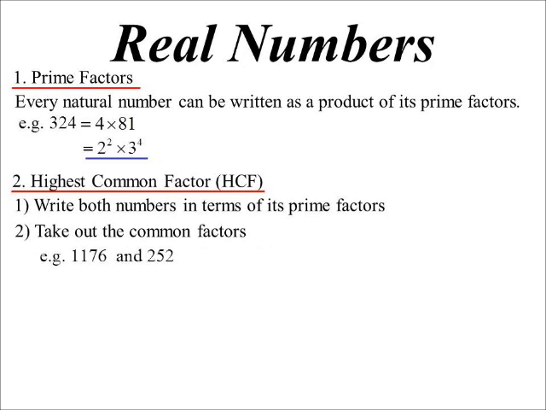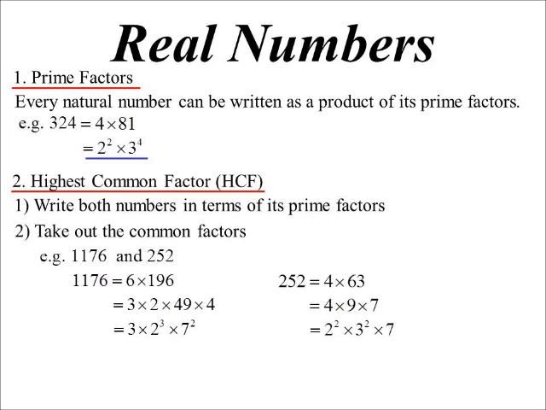1,176, which is 6 times 196, so I can keep going. 3 times 2 times 49 times 4. So we can get 3 times 2 cubed times 7 squared. 252 is 4 times 63. 4 times 9 times 7. So we get 2 squared, 3 squared, and 7. So there are some common factors there. So the highest common factor would then be 2 squared times 3 times 7, which turns out to be 84.